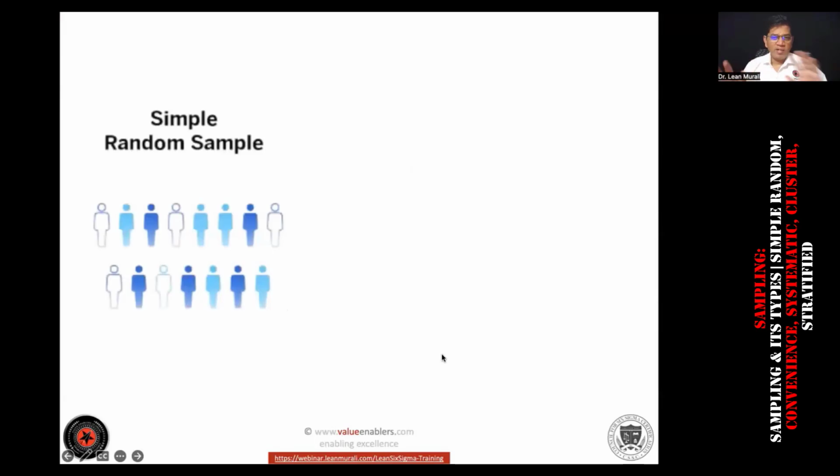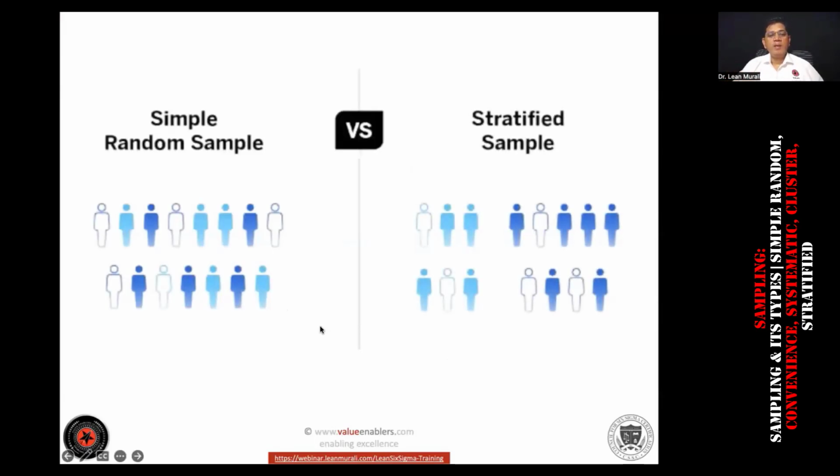All right, so I want to compare simple random sampling versus stratified random sampling. In simple random sampling, you select people randomly with everybody mixed together, but in stratified random sampling, you separate out the blues and greens separately, and then you select randomly. That's the difference. I just want to show the quick comparison so that you're very clear.